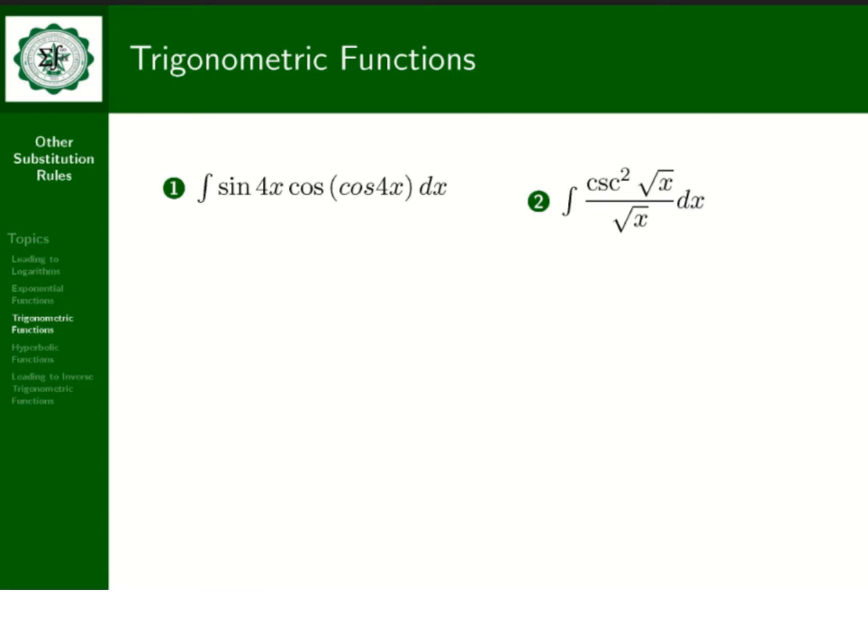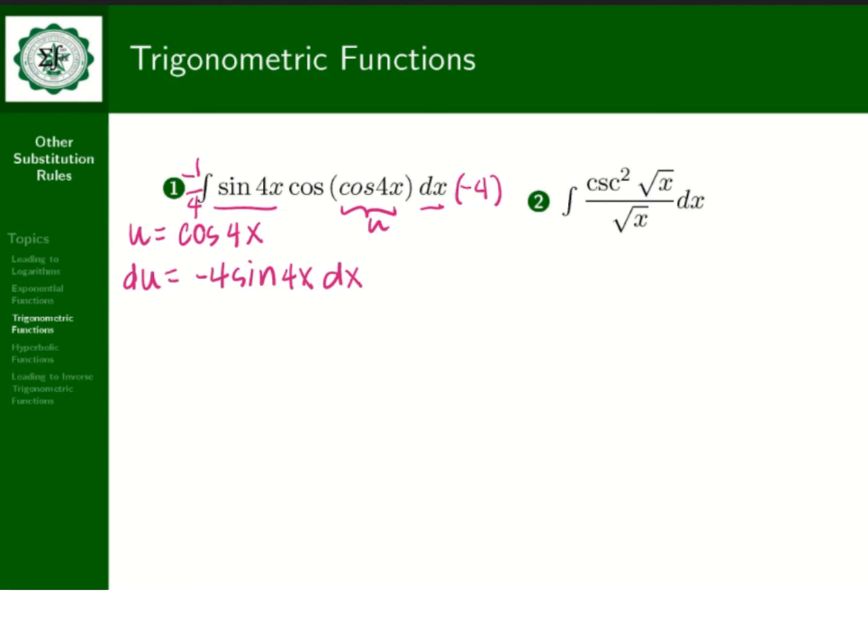Our next example, find the indefinite integral of sine 4x cosine of cosine of 4x dx. So we let u be the angle, and that would be cosine of 4x. So here, this will be our u. And then du is negative 4 sine of 4x dx. We already have sine of 4x dx in our given. You just have to multiply this with negative 4 and then put negative 1 over 4 outside.